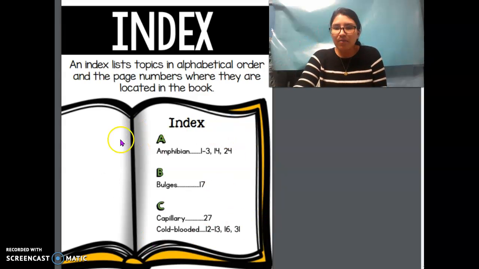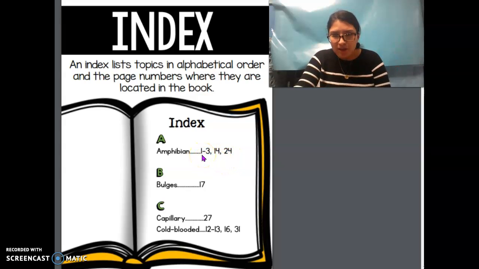So say we're reading something and I want to look up, hey, I want to know more information about amphibians. Where can I go? Which page numbers can I go to? Well, I go to the index. I'm like, okay, well, they mention amphibians on page 1 through 3, page 14, and page 24. So the index lets us know where these different topics can be located throughout the book. Okay, let's go ahead and look at an example.